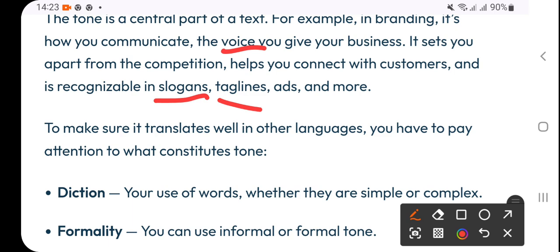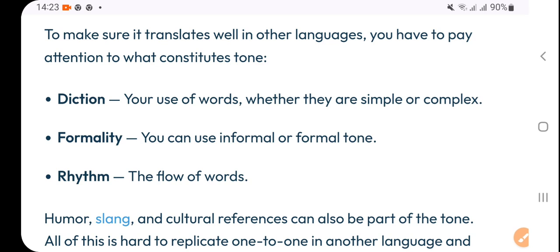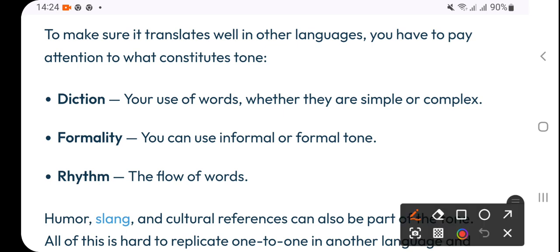These are made with different tones, right? Now, to make sure it translates well in other languages, you have to pay attention to what constitutes tone, because tone is very important in which context, what message they want to convey, right? So that accordingly language is made, or word order is maintained, something like this, right? So here they say what constitutes tone, how tone is made.